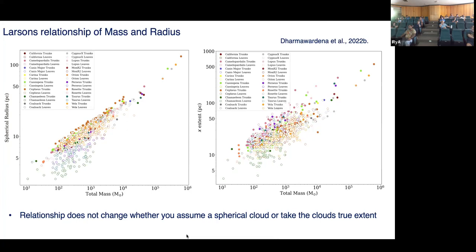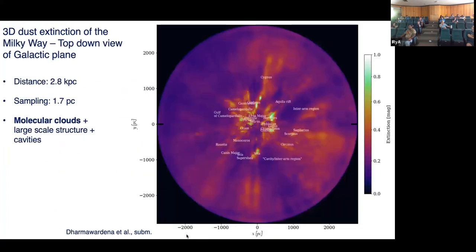The short answer is no. For one thing, we don't get anywhere near the galactic center. We only map 3 kiloparsecs from the sun. If you just look at this, the galactic center is in this direction and we stop at 2.8.